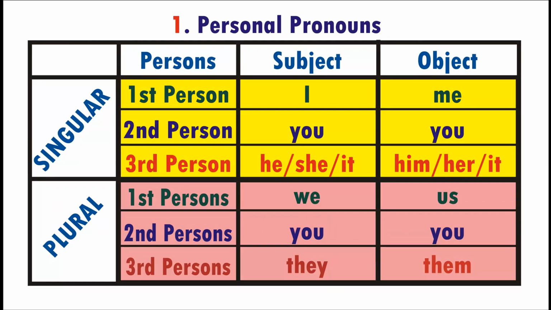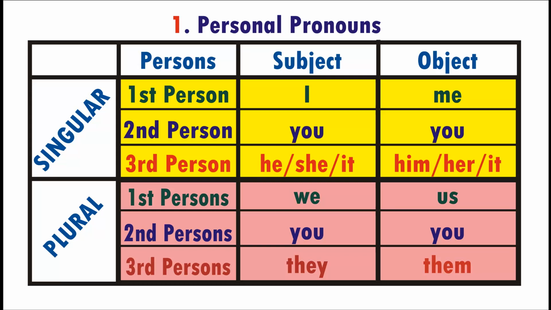Now there is a table of personal pronouns. So at first, let's focus on the yellow part of the table, which is the singular. If you look at persons, under persons you will see first person, second person, and the third person. The first person singular subject form is I. In subject case, I. In object case, it's me. So the first person singular is me in the object form, while it is I in the subject form.